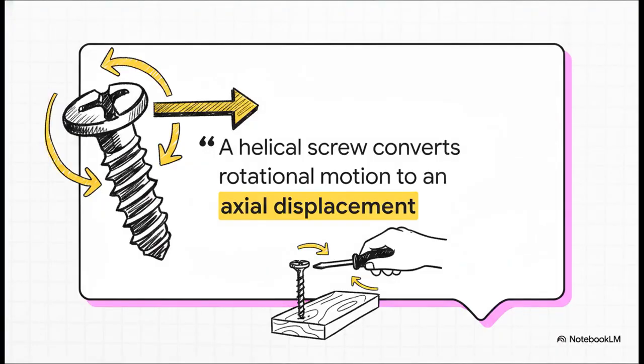Now, I want to challenge your basic perception of what a screw actually is. When you picture one, you're probably just seeing a piece of metal with spirals cut into it, right? But to an engineer, as our source material defines it, quote, "a helical screw converts rotational motion to an axial displacement." I really want you to let that sink in for a second. You spin something in a circle, that's rotational motion, and the screw translates all that energy into moving forward or backward in a perfectly straight line, which is axial displacement. It's absolutely wild when you think about it. It's this core engineering miracle allowing human hands to exert massive linear forces just by twisting a screwdriver.